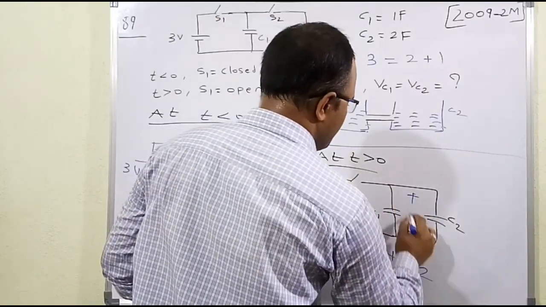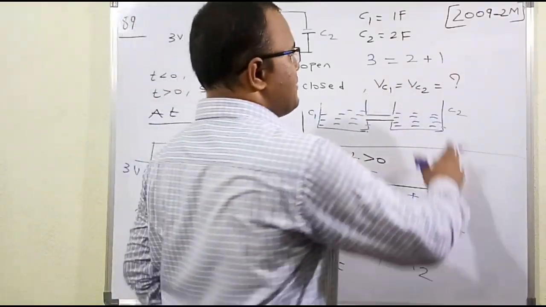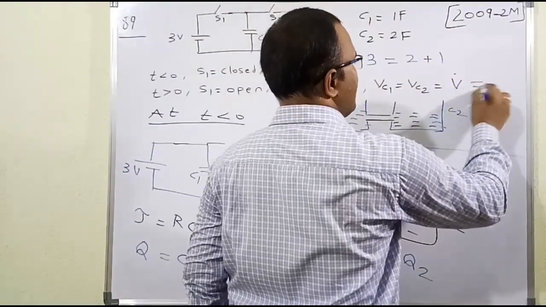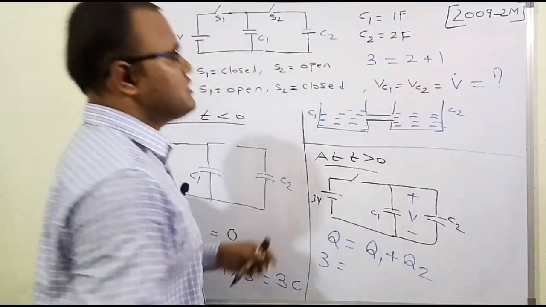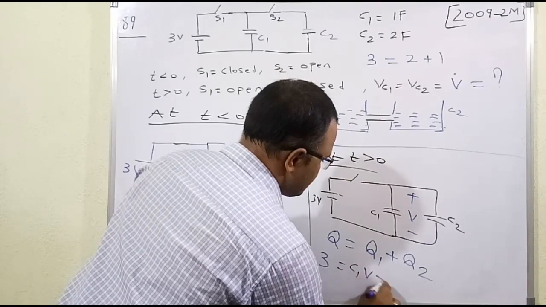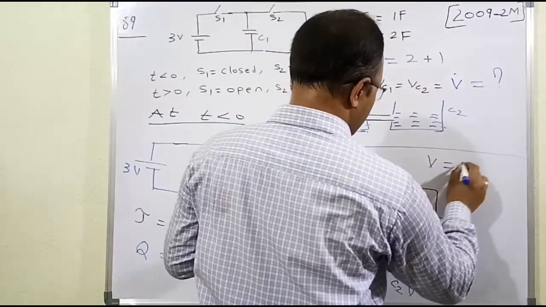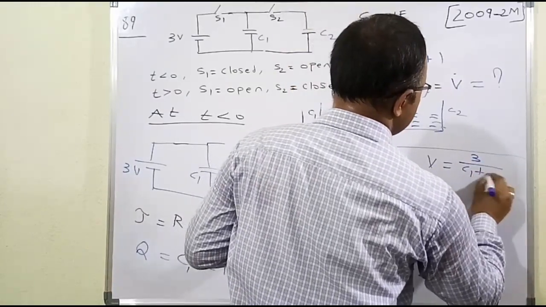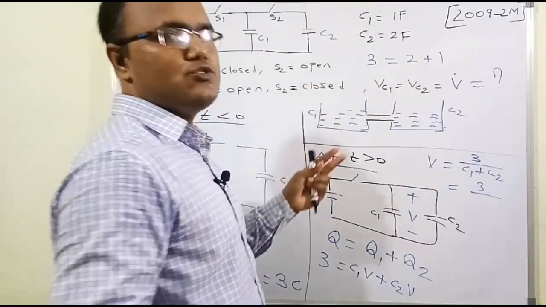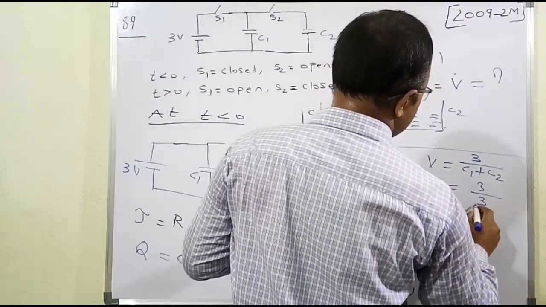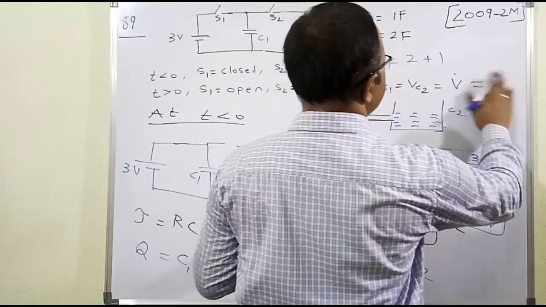Let me assume this is the voltage V, which we need to find. VC1 is equal to VC2, let me assume it is V. So Q1 is equal to C1 into V, and Q2 is equal to C2 into V. So we need to find V, right? V is equal to 3 by C1 plus C2. C1 is 1 and C2 is 2, so 1 plus 2 is equal to 3. Therefore the voltage across the combination is 1 volt.